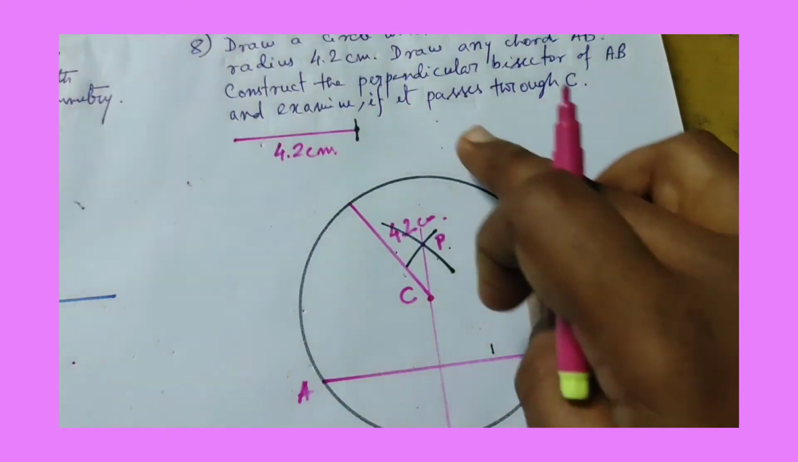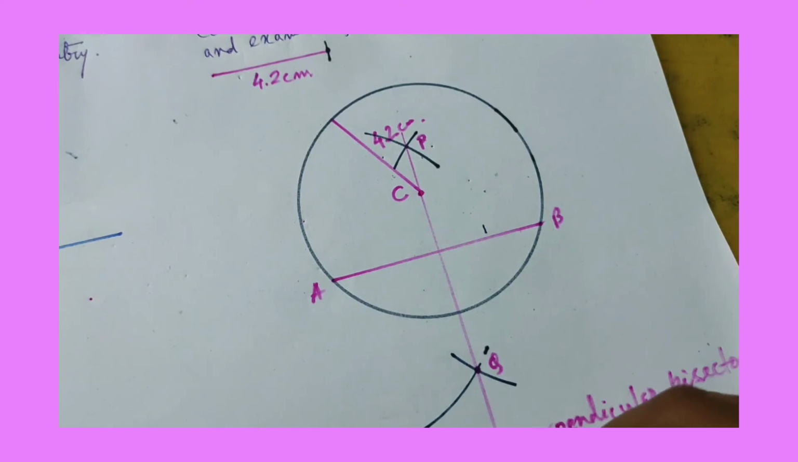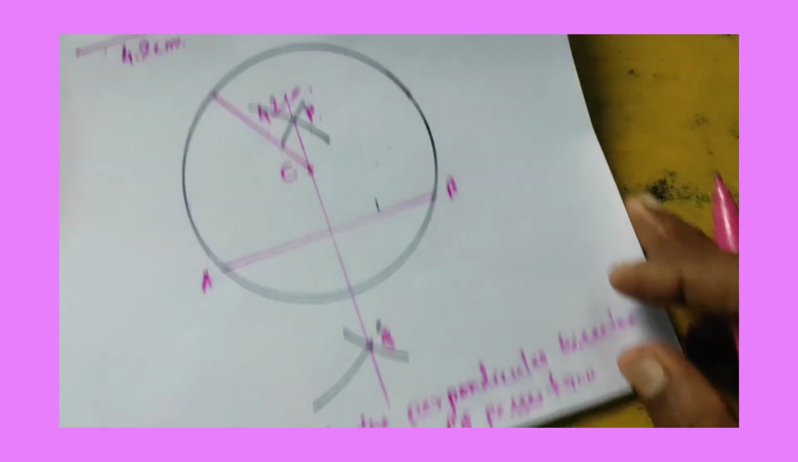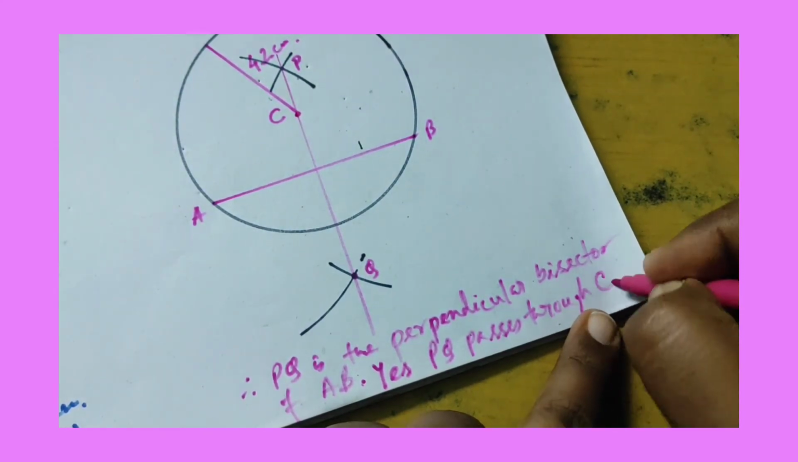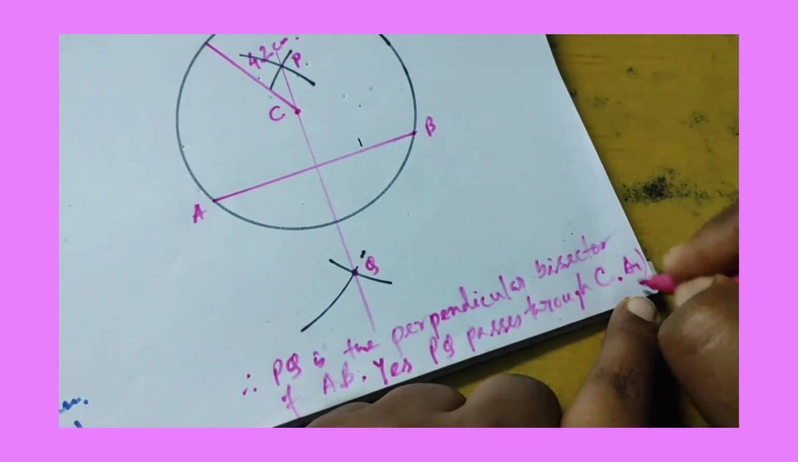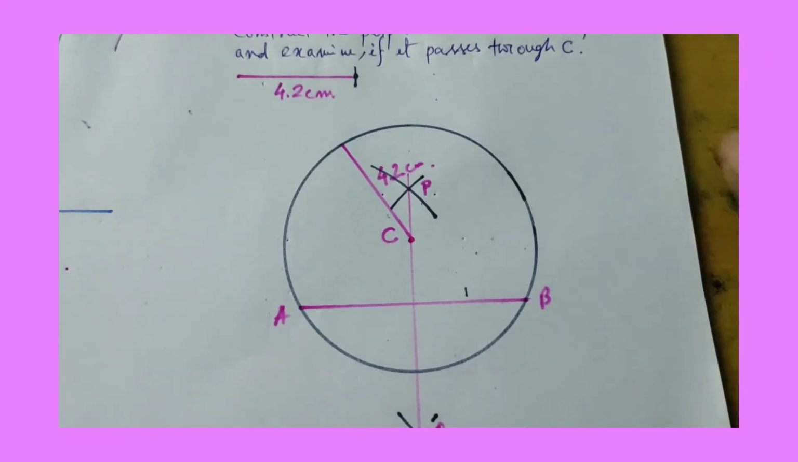Examine if it passes through C or not. And the next one you write, yes, PQ passes through the center, which is C. Okay. So now your construction is completed.